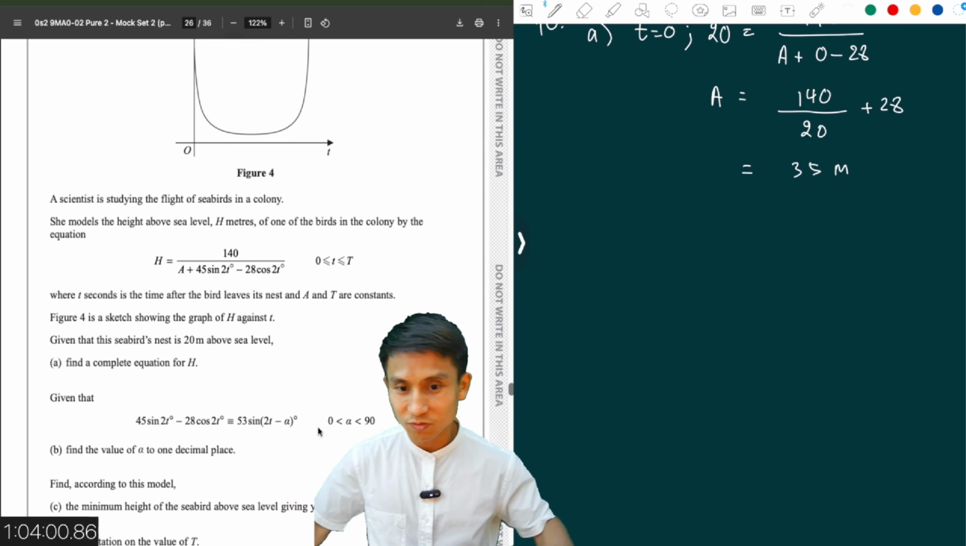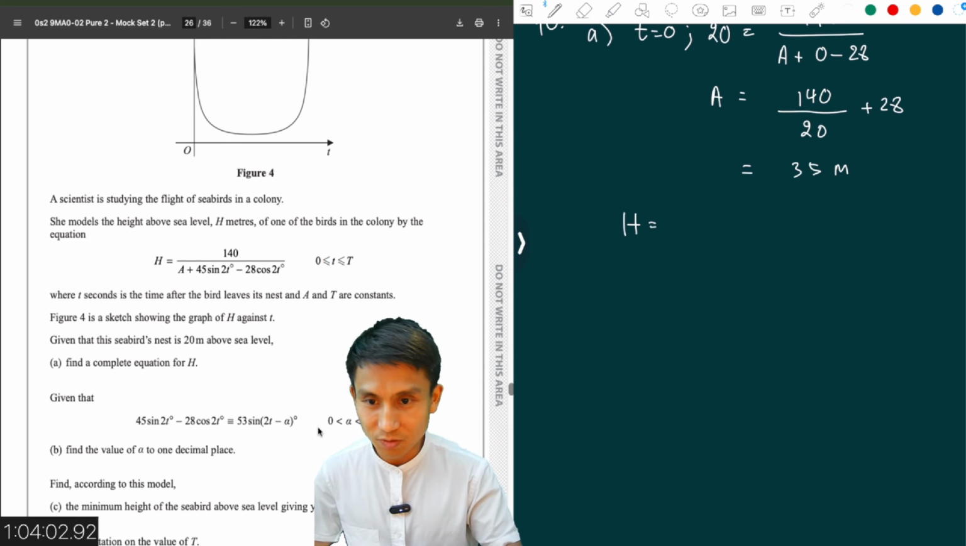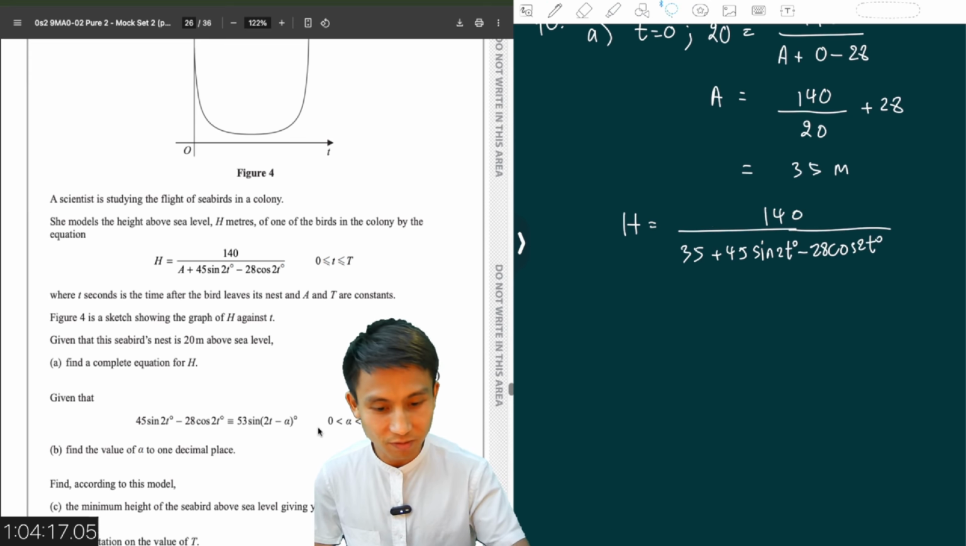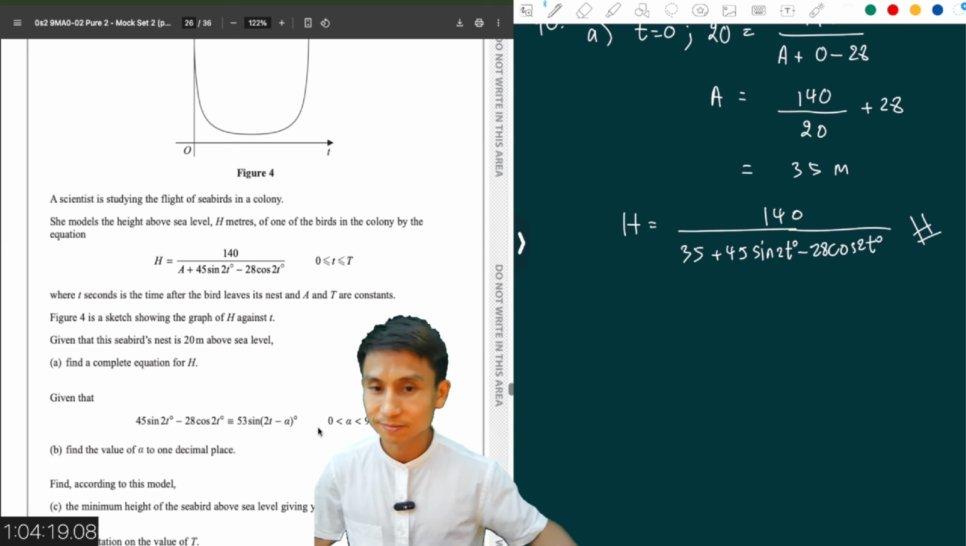I'm just going to write h equals 140 divided by 35 plus 45 sine 2t degrees minus 28 cos 2t degrees, like that. It doesn't ask for harmonic form yet, so we're going to leave it like that. Okay?